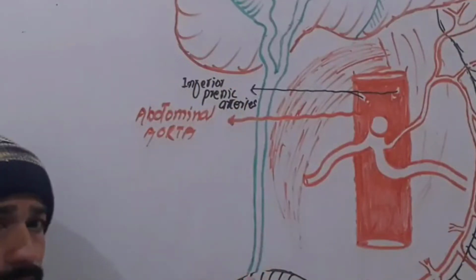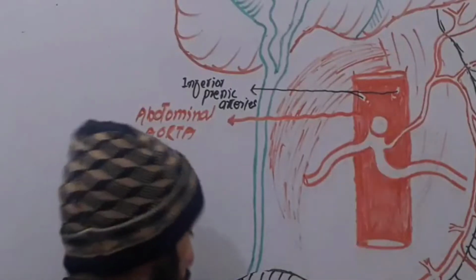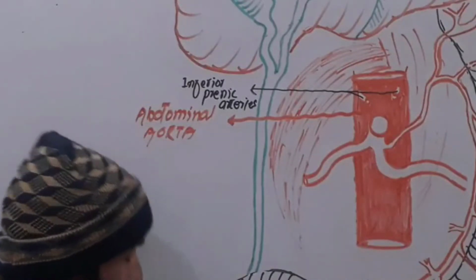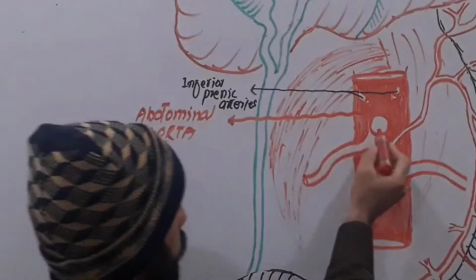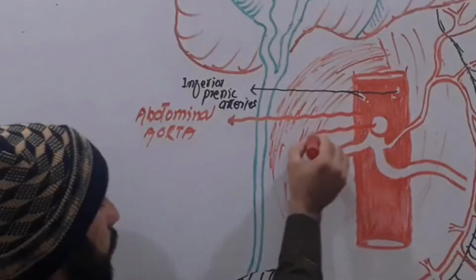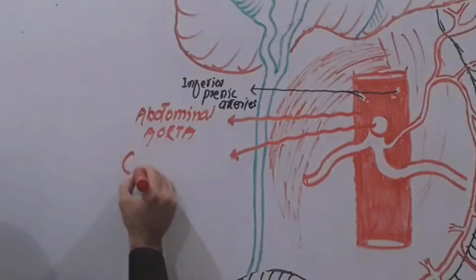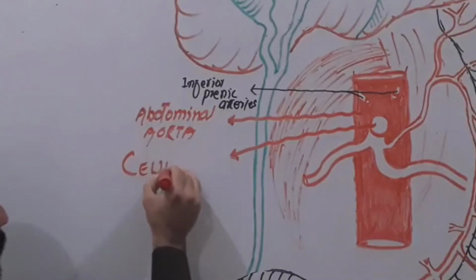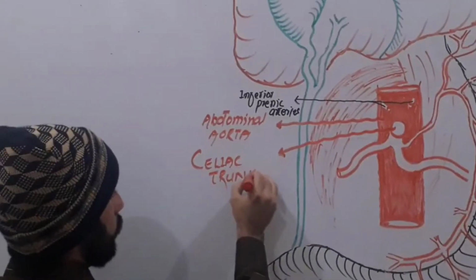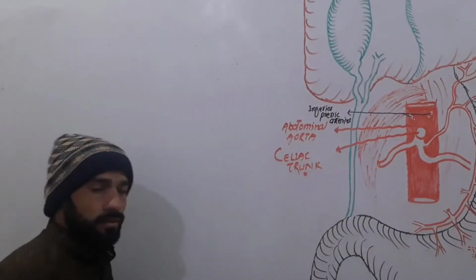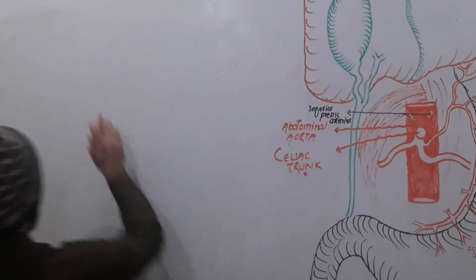We are not concerned with them, right? We are concerned with this big branch in this lecture. What is this big branch? The first large branch, the first trunk which arises from the abdominal aorta, my dear friends, is called the celiac trunk. So let us go into detail of this trunk and see its branches and the further branches of those branches. Clear?